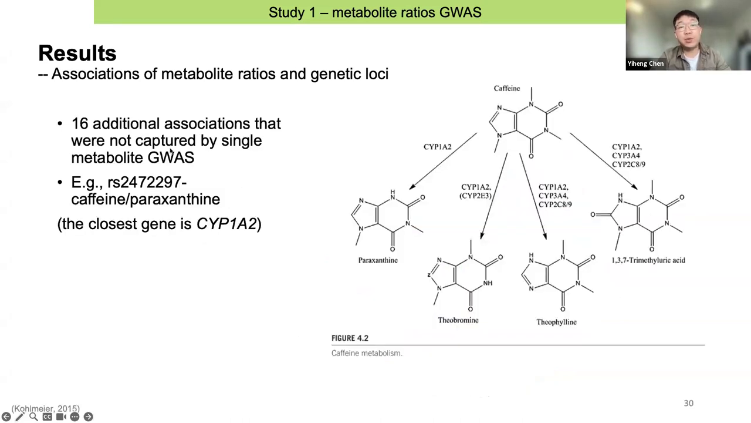By running the GWAS for metabolite ratios, we identified 16 additional associations that were not captured by single metabolite GWAS. Here I'm just showing one example. We found this RS2472297 variant is associated with the ratio for caffeine and paraxanthine. From the literature, we know that paraxanthine is one of the derivatives of caffeine. We also find the closest gene for this genetic variant is actually the enzyme that catalyzes this process, which supports the value of conducting metabolite ratio GWAS.